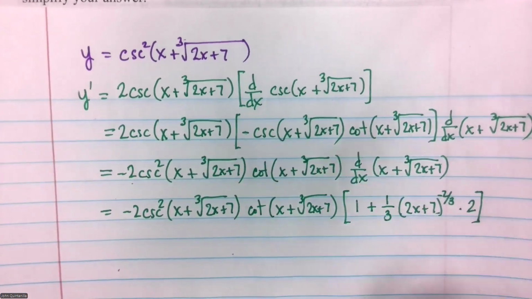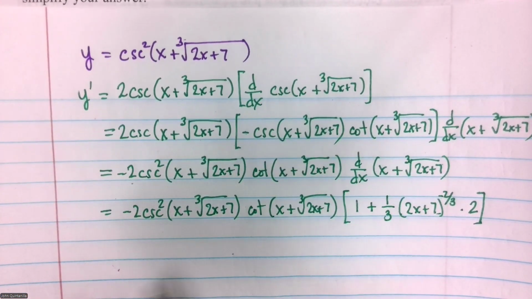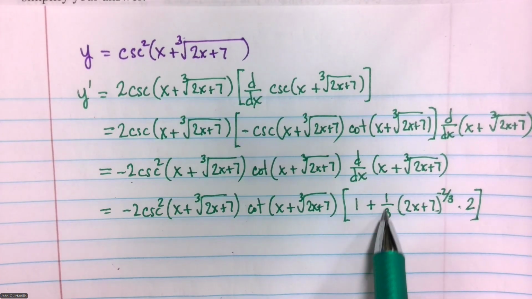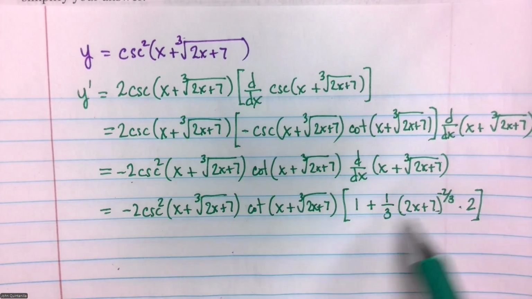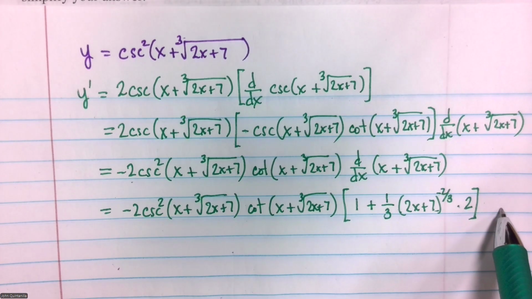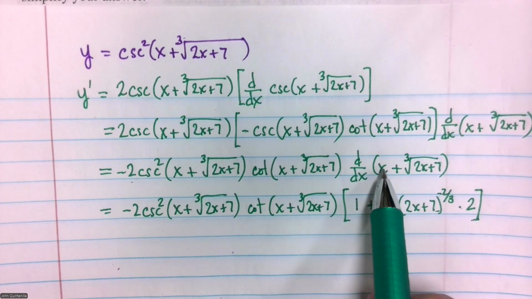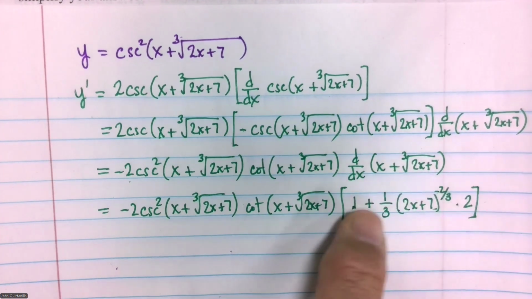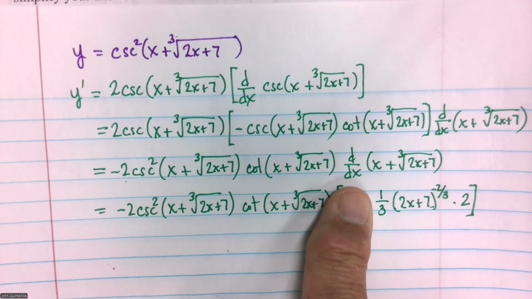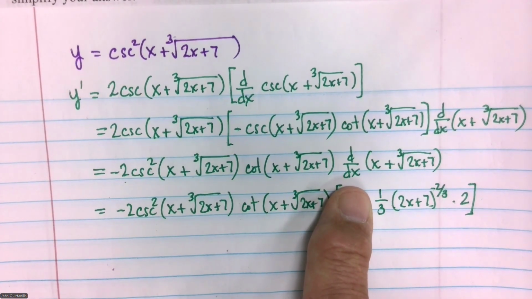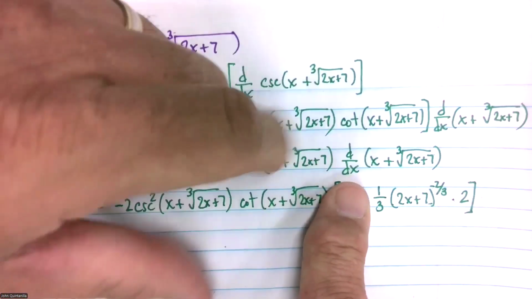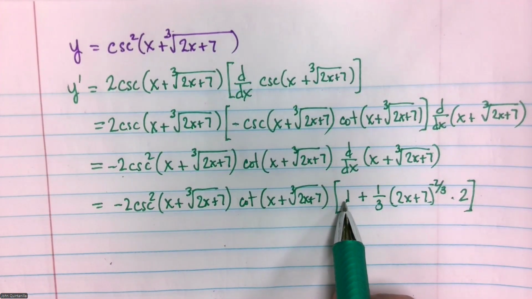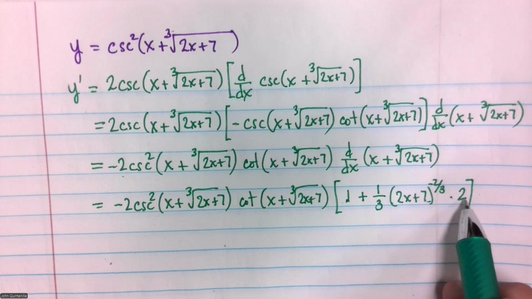Okay, I want to point out a common mistake here, and so please don't make it. Notice that the times 2 is only multiplying this one bit, the 1/3 times 2x plus 7 to the negative 2/3. The times 2 did not go outside of the brackets. The derivative of x is 1. Okay, so if I take a look at this part, that's the derivative of x is 1. If I cover up the 1, what I'm showing here on screen now is the derivative of the cube root of 2x plus 7. And so the 2 is multiplying only this part right here. It does not multiply the 1 that I had up here in front. So in other words, be careful where this times 2 goes.